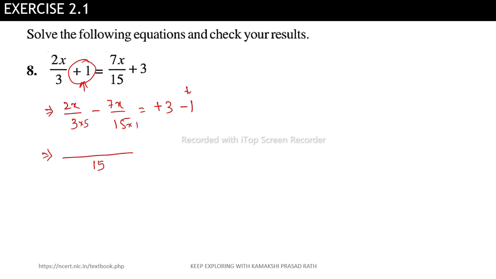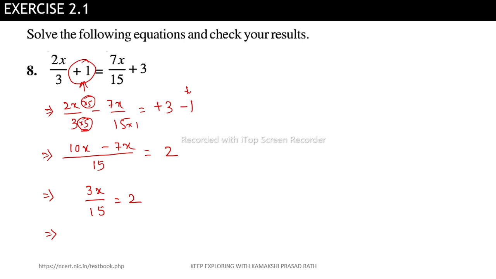The same thing will be multiplied with the numerator also. So 5 times 2x becomes 10x, and 1 times 7x becomes 7x. Here we are using equivalent fractions: if you multiply 5 to the denominator, we have to multiply 5 to the numerator. Equals plus 3 and minus 1, we get 2. So 10x minus 7x becomes 3x by 15 equals 2.